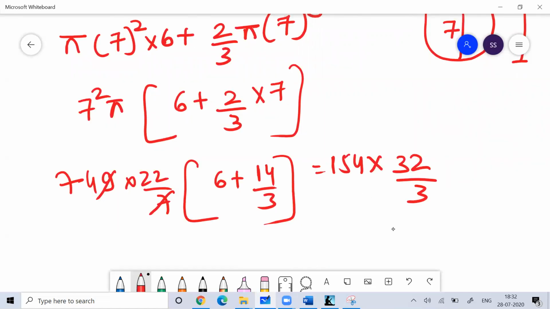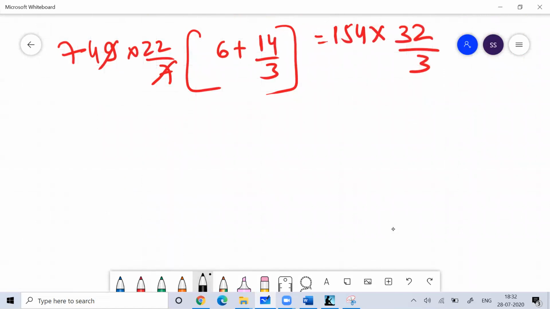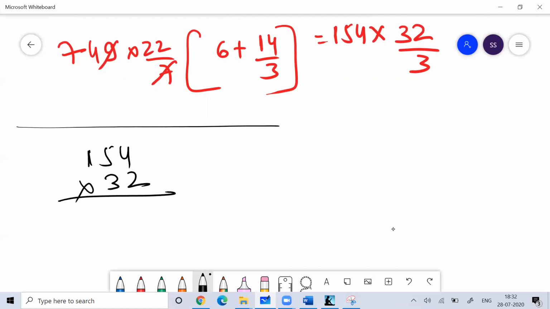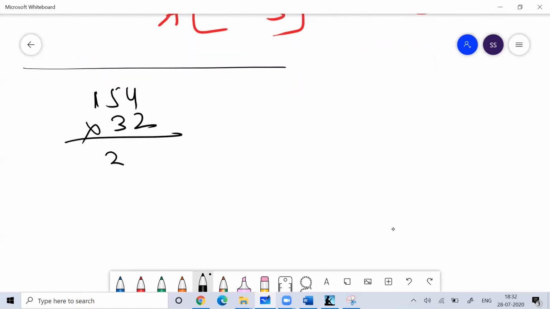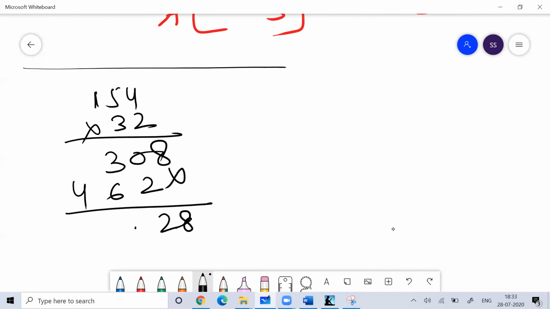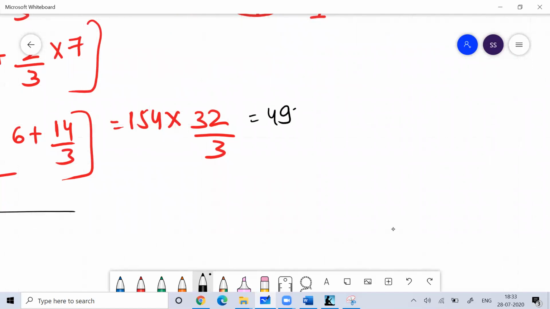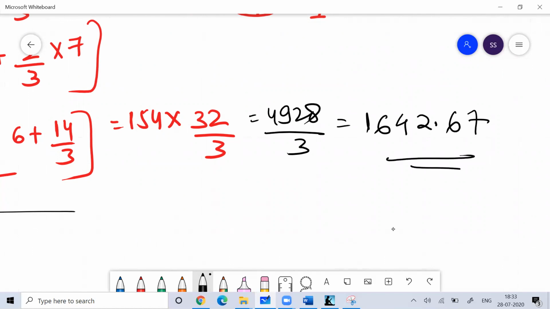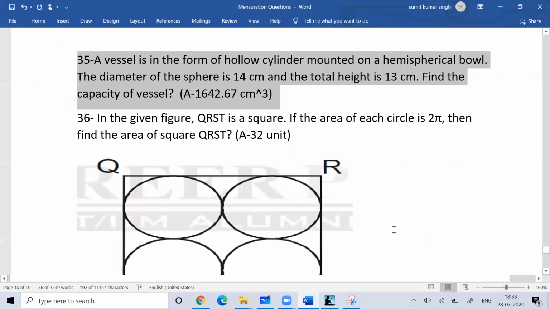So 154 into 32, if you want to calculate, that is 308, and this is 12, 16, 1 carry. So this is 4928. 4928 divided by 3 is 1642.67. Okay. Then you can see the next question.